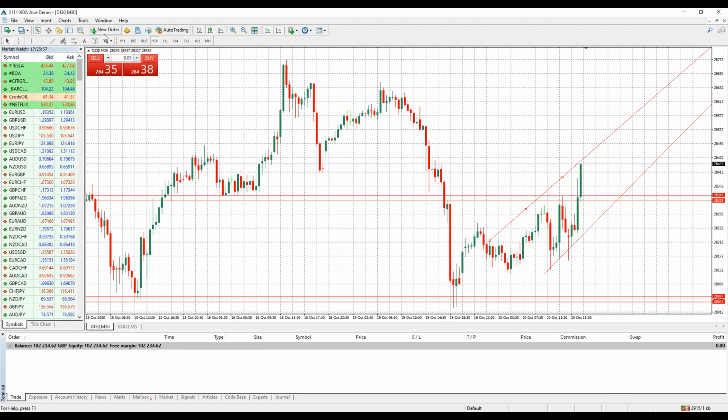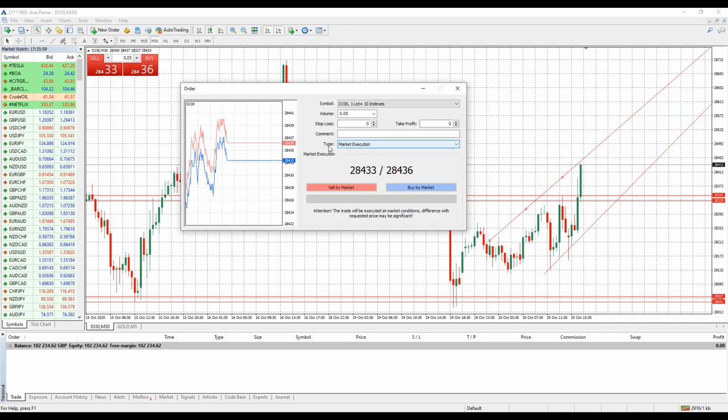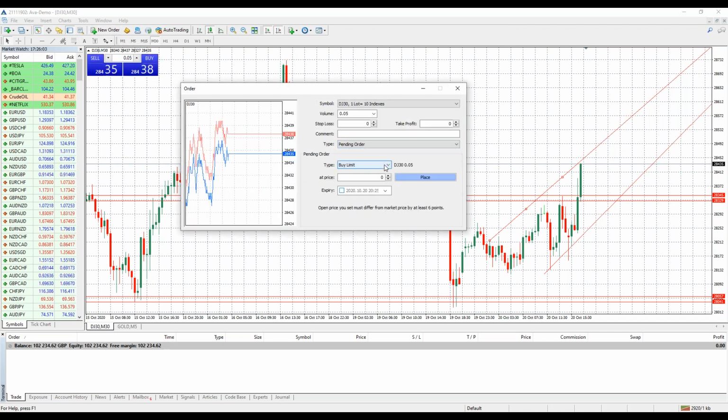How do you do a buy stop? Let me show you. Change it from market execution to pending order and buy stop for the type. And if you had put your price, the price that you wanted it to buy at, if it broke above that line, you'd have gotten in at 28,345. Look how far in profit you'd be already.